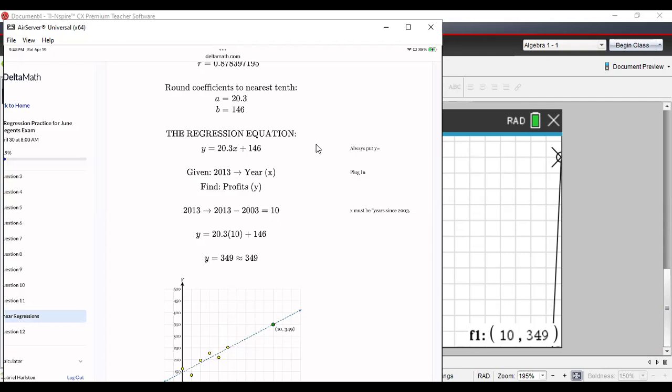There are a couple of questions where you've got to use the regression equation and make predictions. They're going to give you the X and they want you to find the Y. Sometimes, rarely, they will give you the Y and want you to find the year it occurred, or the X value. But in most cases, given the input, or the X value, they want you to predict the Y value, or the output.